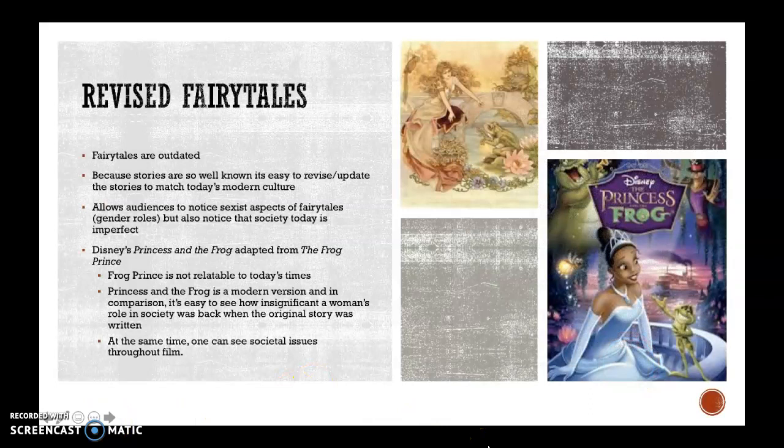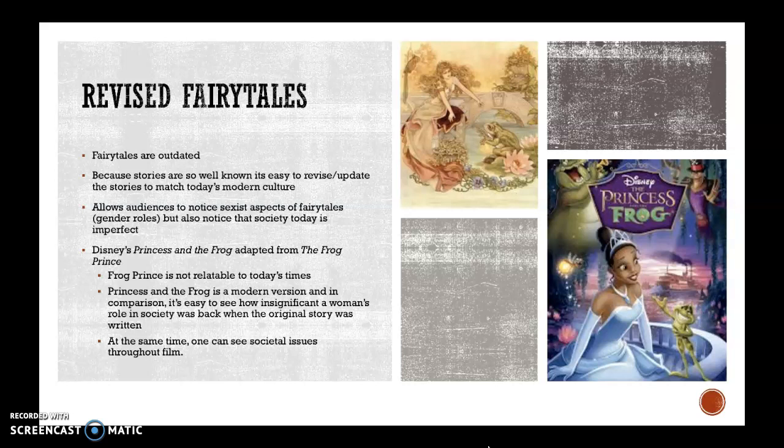Fairy tales have a significant impact on literature, but in today's time period, many fairy tales are extremely outdated in many aspects. Because the stories are so well known in society, it's easy to revise the story to match today's modern culture. This allows audiences to see how sexist fairy tales were in terms of gender roles, but also that society today is very imperfect as well.